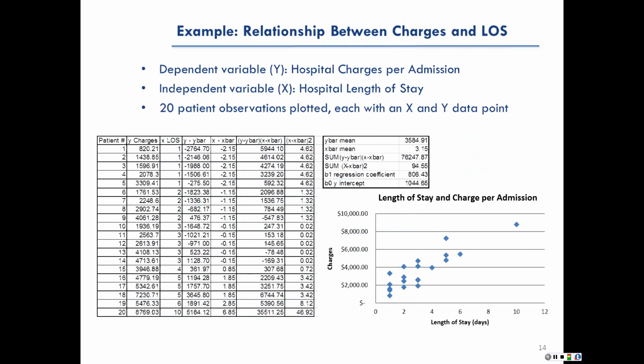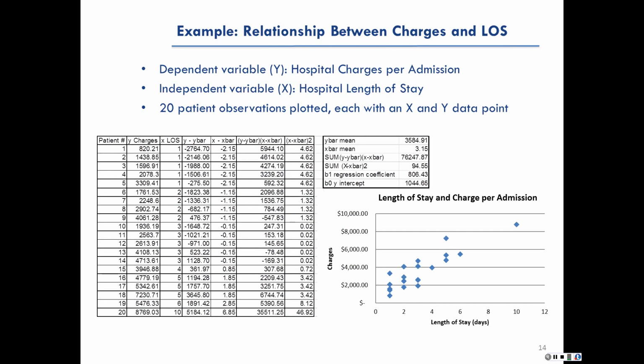Okay, so let's look at an example. We talked about this example of the relationship between hospital charges per admission as the dependent variable y and hospital length of stay in days as the independent variable x. So if we had 20 patient observations that I showed you previously plotted on the graphic you can see below there, each with an x and y data point, I'm showing you on the left-hand side what the data actually looks like in the spreadsheet.